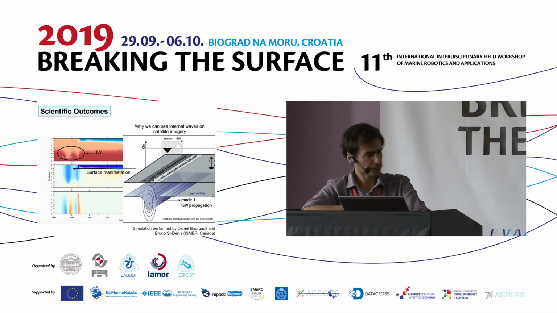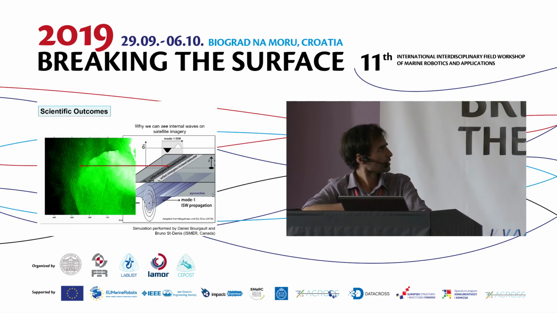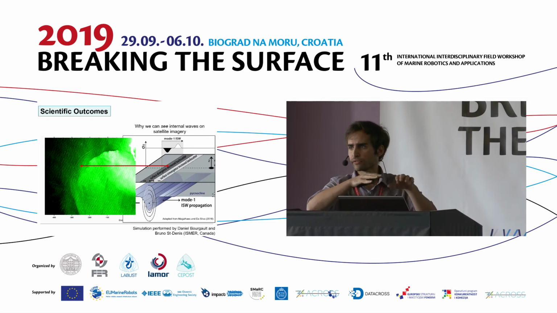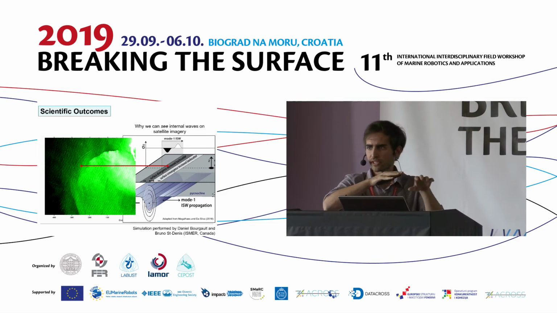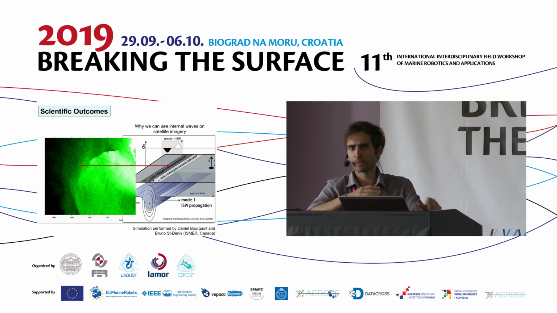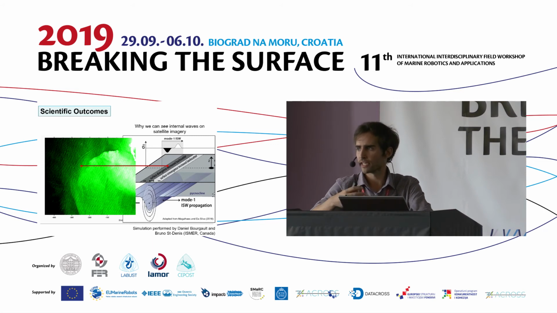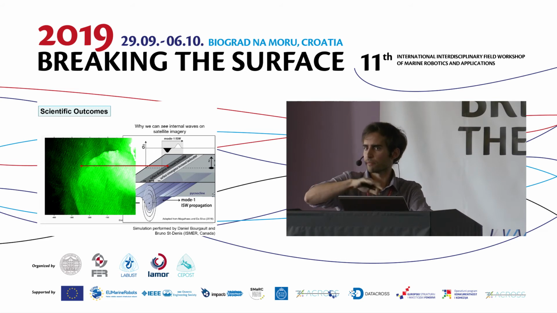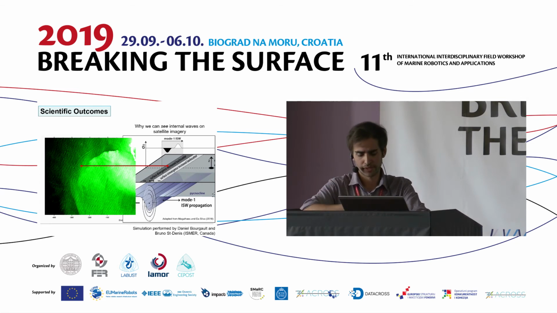So what we see on the satellite, these lines, are convergence and divergence features. It's not different material, it's just a surface manifestation of internal waves. And that's how we can see from the surface that there is something propagating, like 10 meters beneath the surface.